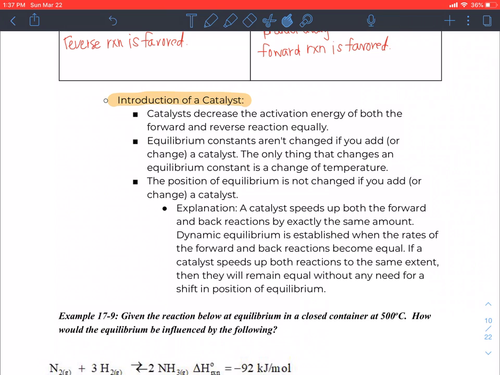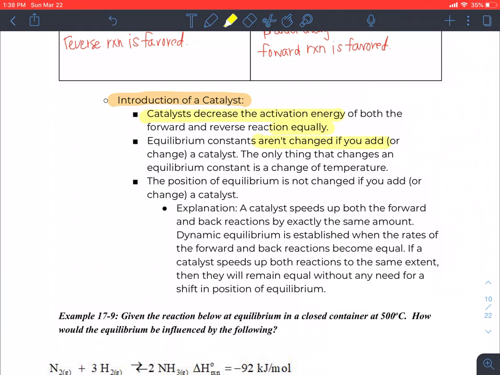So last but not least, introduction of a catalyst. We're just going to highlight a few things here. Catalysts decrease the activation energy. So think back to kinetics. Catalysts lower the hill that it takes for reactants to convert to products. But they decrease the activation energy of both the forward and the reverse reaction equally. So equilibrium constants aren't changed if you add a catalyst.